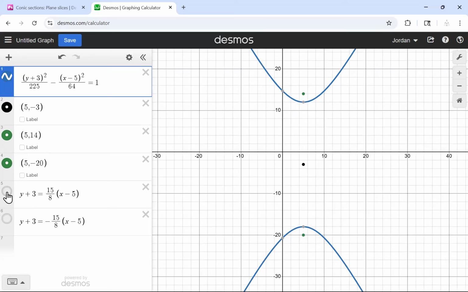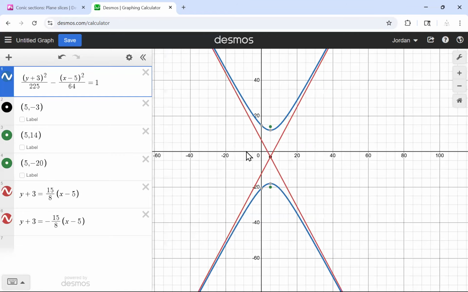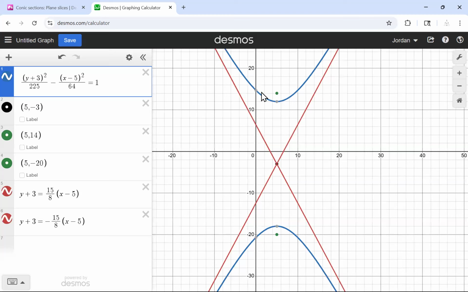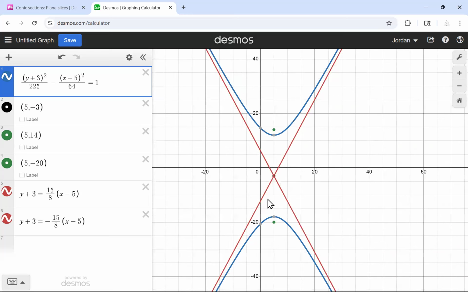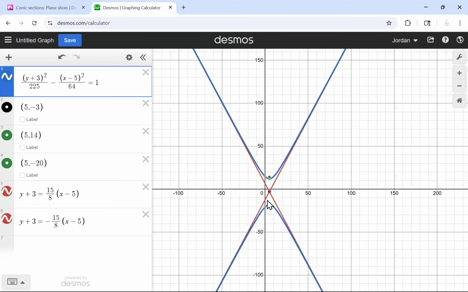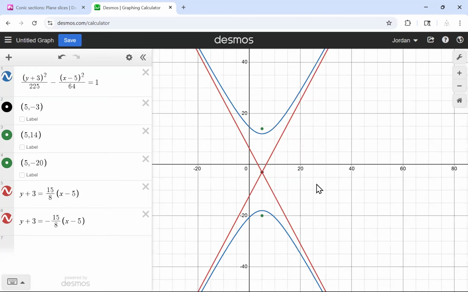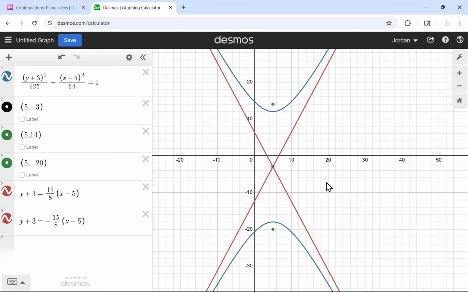If you wanted to graph and see that the asymptotes were right, I've done that as well. Sure enough, at the vertices, the hyperbola looks more like a parabola close to the vertex. But as we zoom out further and further, the hyperbola goes towards these intersecting lines. So we get these asymptotes there. So that's the idea of a hyperbola.